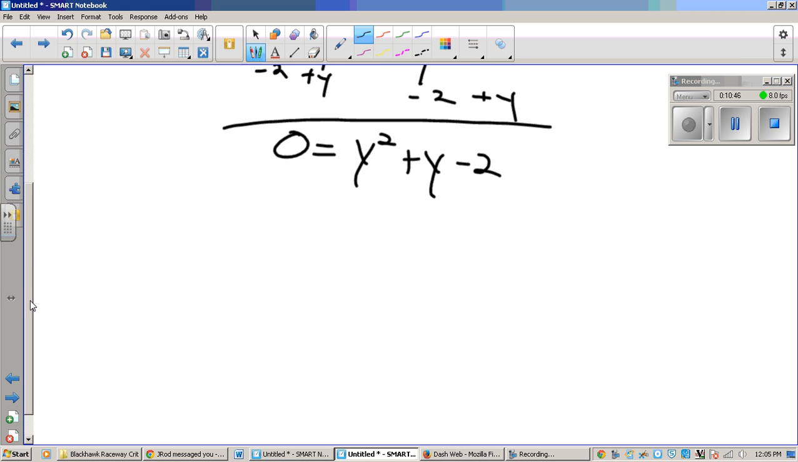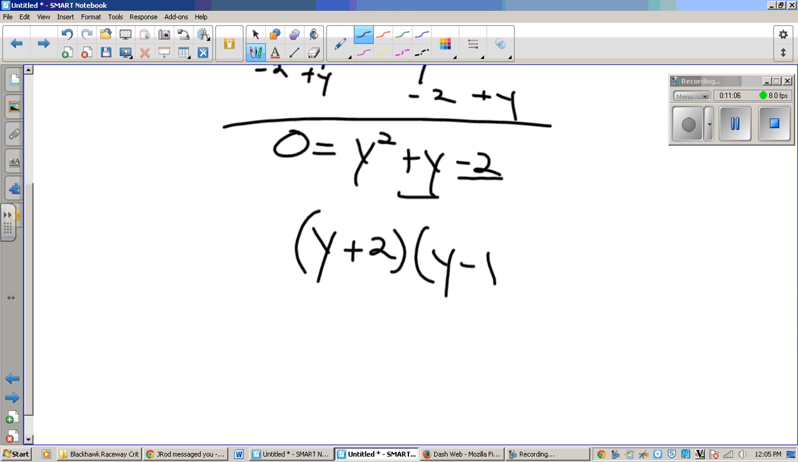Now, you may or may not remember, you could go through the whole quadratic formula, but this is one you can simply factor just by looking at it. In this case, we're multiplying to -2 and adding to 1. So I'm going to say y plus 2 times y minus 1, and that all equals 0.